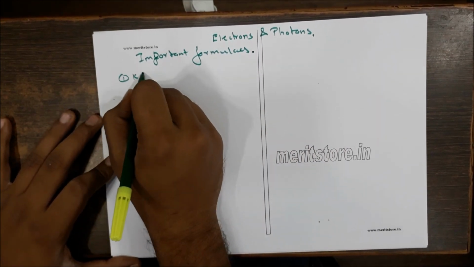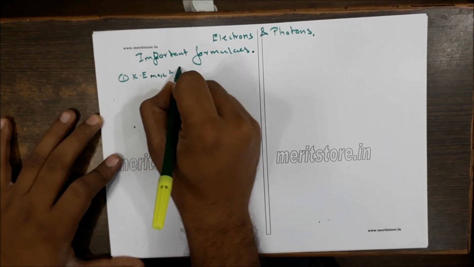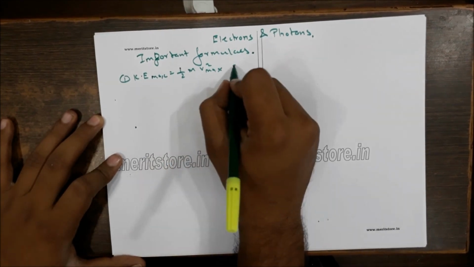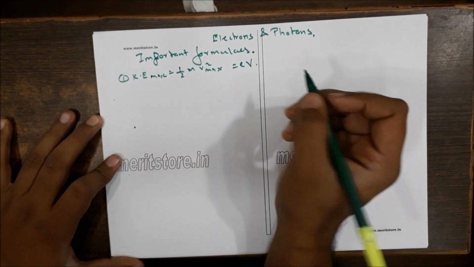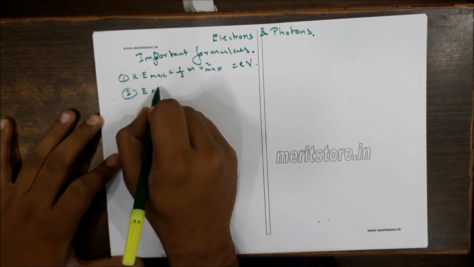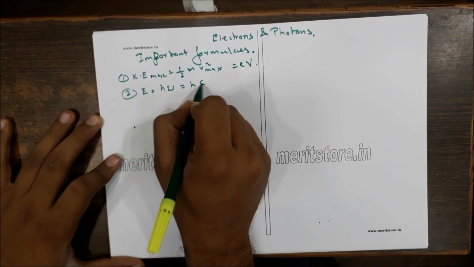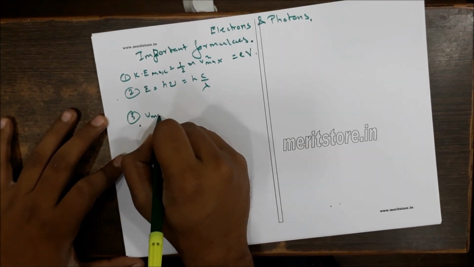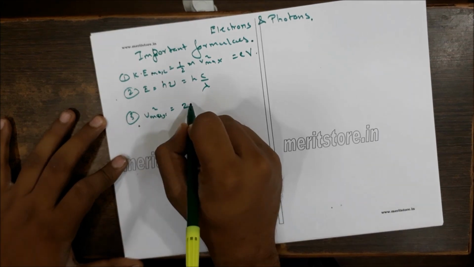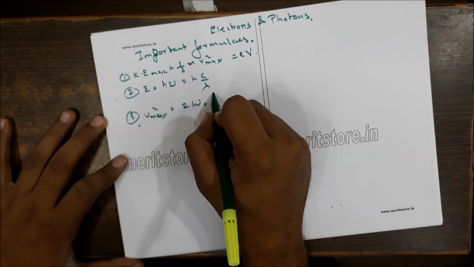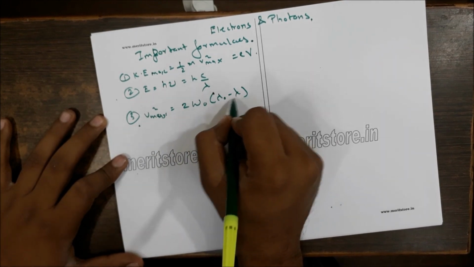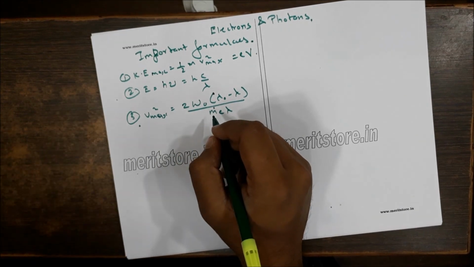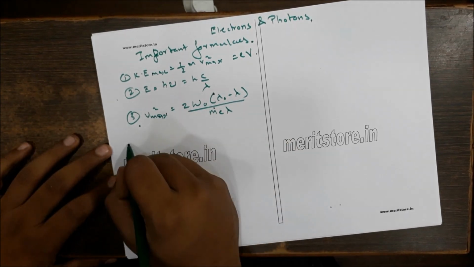The basic formula for kinetic energy, that is the maximum kinetic energy, is half m v max square, which equals eV. E is equal to h nu, which is hc by lambda. V max square can be given as 2 into W naught, lambda naught minus lambda upon m e lambda, where W is your work function. Alright.